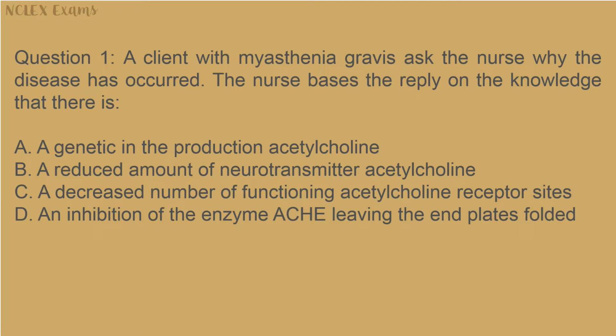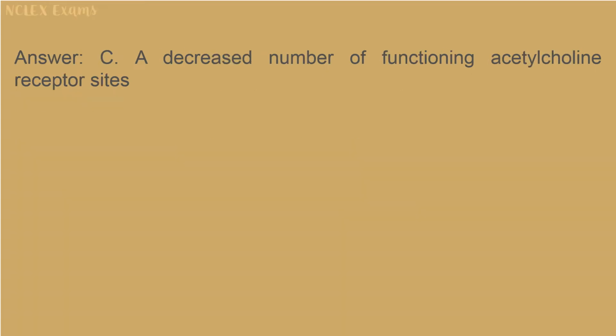Question 1. A client with myasthenia gravis asked the nurse why the disease has occurred. The nurse bases the reply on the knowledge that there is A. A genetic defect in the production of acetylcholine. B. A reduced amount of neurotransmitter acetylcholine. C. A decreased number of functioning acetylcholine receptor sites. D. An inhibition of the enzyme leaving the end plates folded. Answer: C. A decreased number of functioning acetylcholine receptor sites.